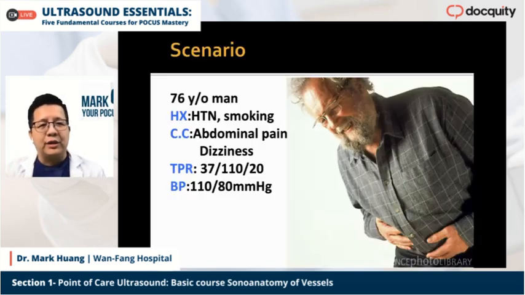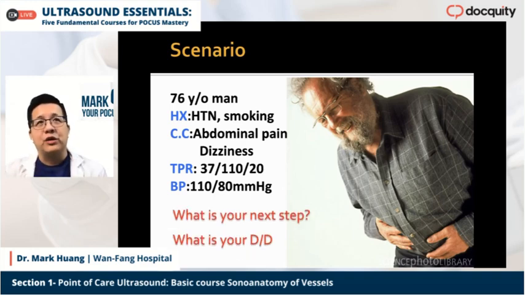he had a past history of hypertension and smoking, he complained of abdominal pain and dizziness, and that is his vital sign. I think before you perform the ultrasound, you need to think about what's going on. So, what is your next step? What kind of image modality will you use, or what kind of image do you want to arrange? And most important, what is your differential diagnosis?